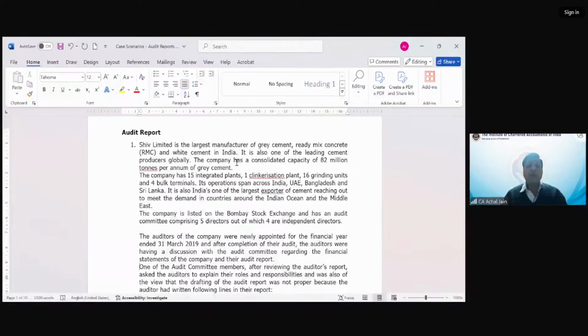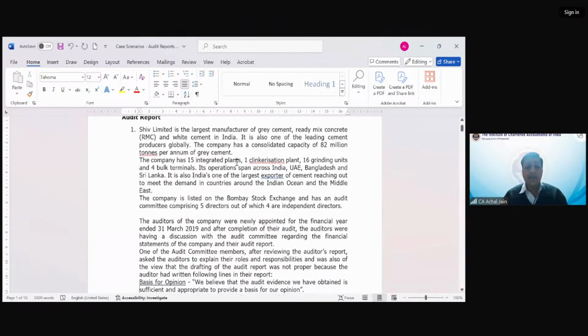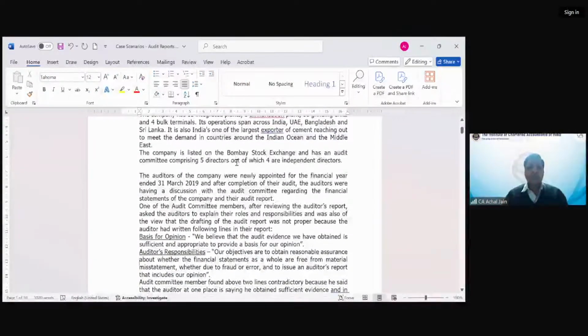One of the audit committee members, after reviewing the auditor's report, asked the auditors to explain their roles and responsibilities, and was also of the view that the drafting of the audit report was not proper because the auditor had written the following lines. The auditor wrote that we believe the audit evidence we have obtained is sufficient and appropriate to provide a basis for our opinion. Then, our objectives are to obtain reasonable assurance about whether the financial statements are free from material misstatement. This is the standard language which should have been there, and that is what has been written. But the audit committee is not liking this for some reason. We don't know.